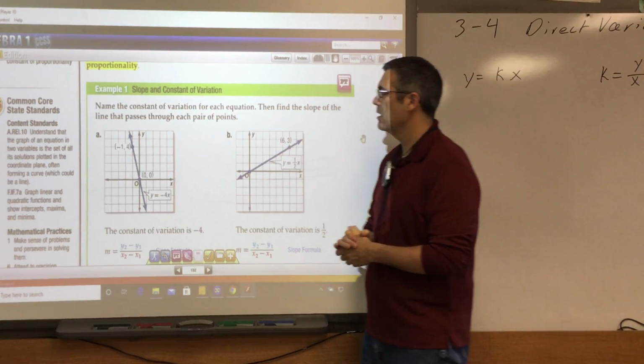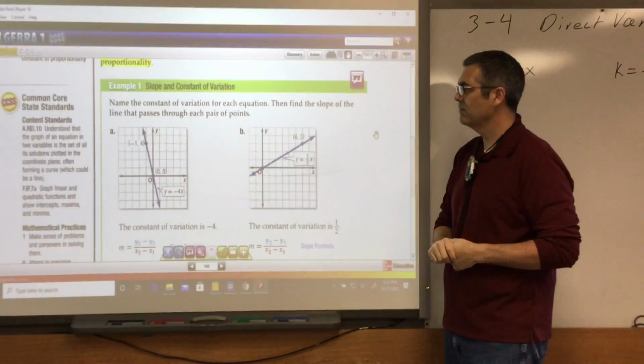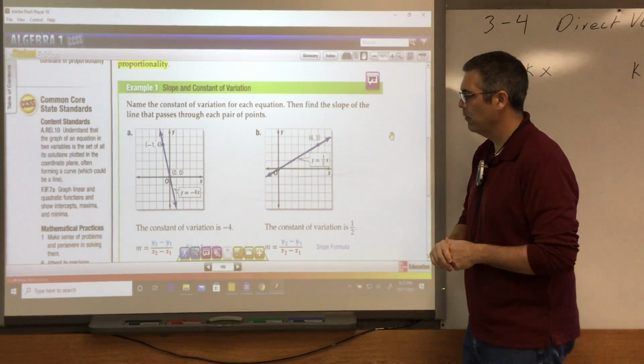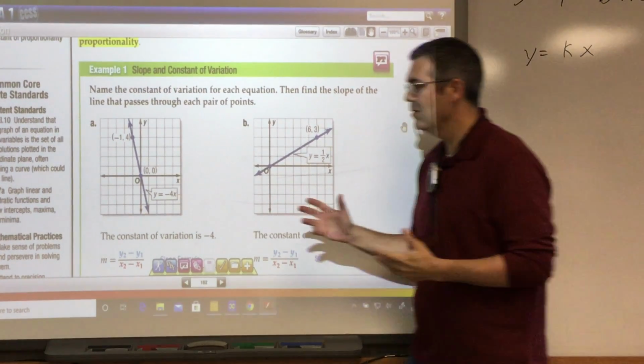Example 1, slope and constant of variation. Name the constant of variation for each equation, then find the slope of the line that passes through each pair of points. All right, notice something.